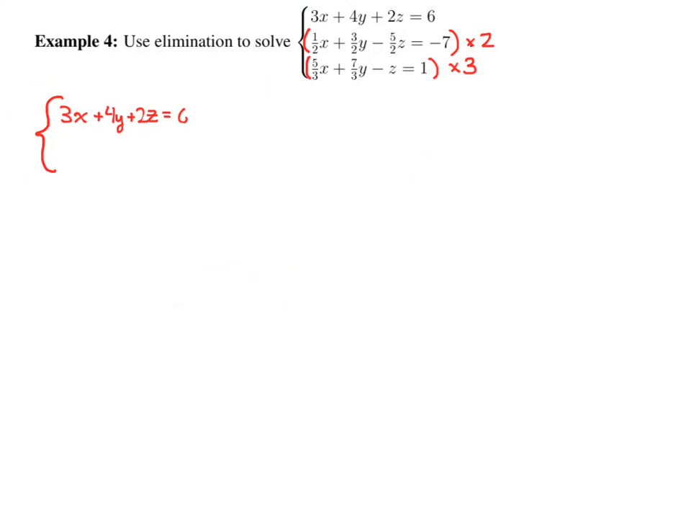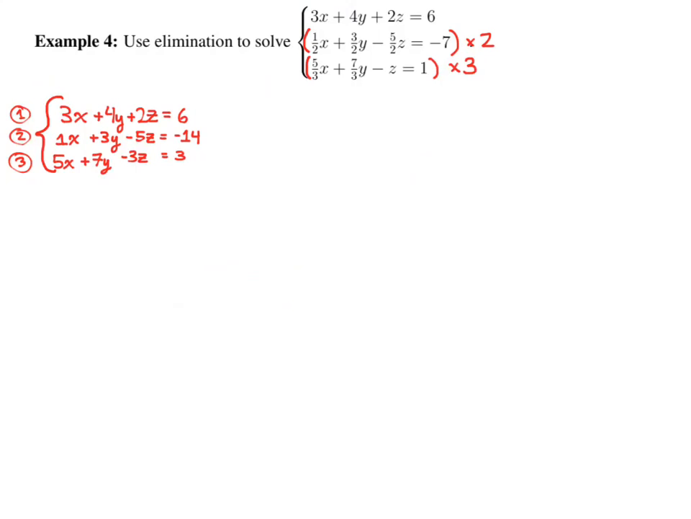So top equation doesn't need to change at all. Second equation can be 1x, 3y minus 5z equals negative 14. And the third equation can just be 5x, we got ourselves a 7y, and negative 3z equals 3. And now we have a nice tame looking system of 3 equations. 1, 2, and 3.